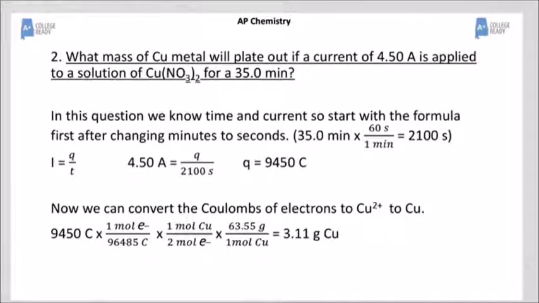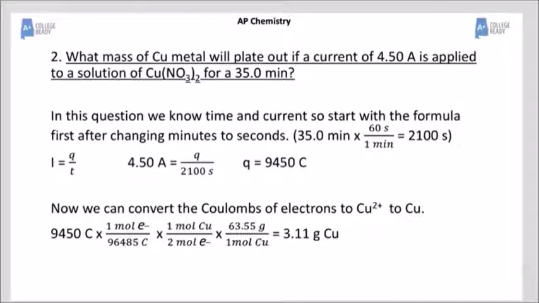Number 2, the other version of this, is really the same question going in reverse. What mass of copper metal will plate out if a current of 4.5 amps is applied to a solution of copper nitrate for 35 minutes? In this question, we know time and current, so that is a way for us to know our coulombs, our quantity of charge, and from that we can work towards electrons with Faraday's constant, and then change moles to grams.